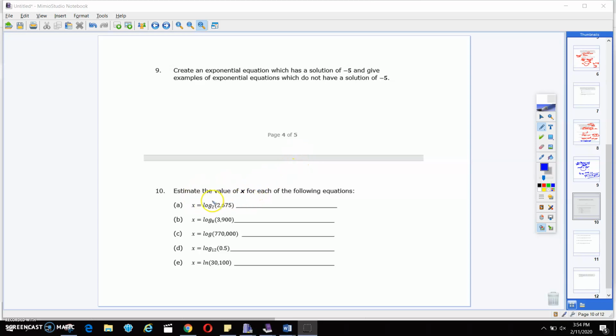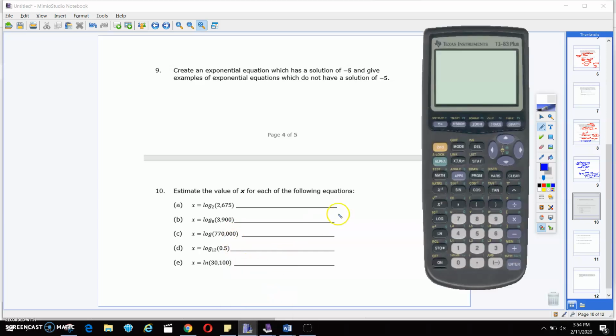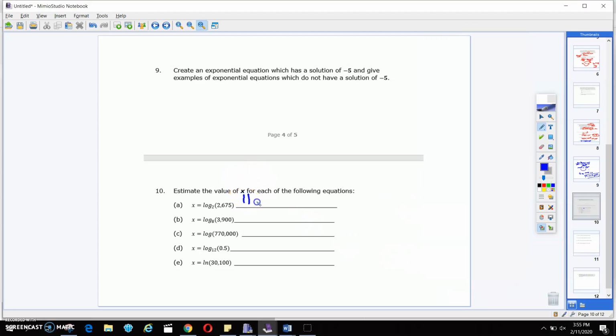All right, so on this next one, it says estimate the value of x for the following equations. Guys, if you've got a calculator, don't make this difficult. Do log of 2,675 divided by log of 2. That's going to be 11.39. Otherwise, you could put this in exponential form. You could say 2 to what power will give me 2,675, and you can sit here and go 2 times 2 times 2 times 2 times 2 times 2, 1, 2, 3, 4, 5, 6, 7. You're going to do that 11 times, and then you're going to realize that's not fun, and you should just plug it into your calculator.